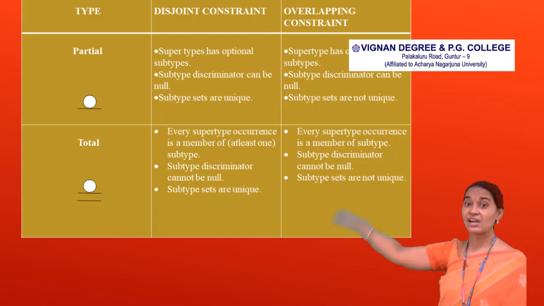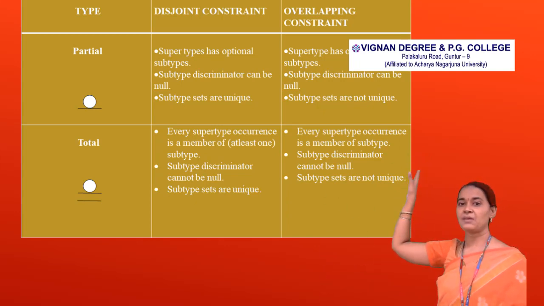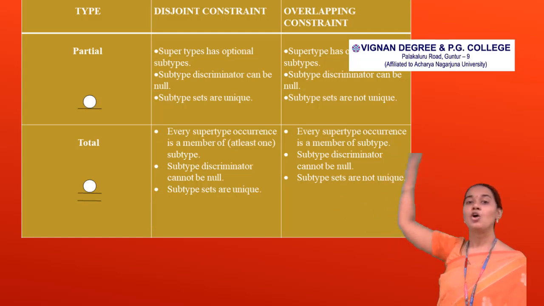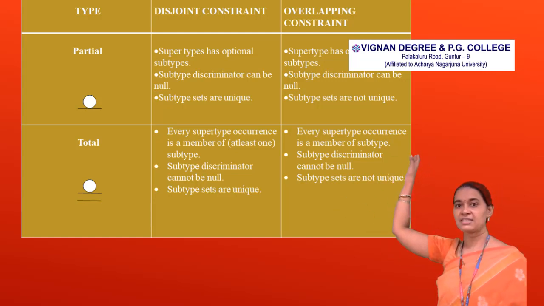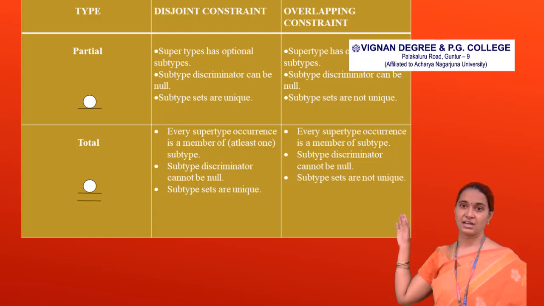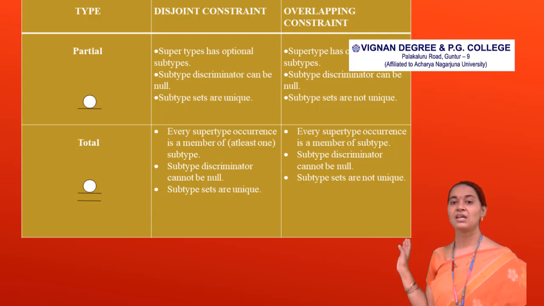Coming to the partial overlapping constraint, the supertype is optional to the subtype. That is, if required, we inherit into the subtype. If not, we will leave it. Here also the subtype discriminator can be left empty because it is optional. The discriminator circle symbol should be left blank if not required. If we do not inherit, if it is null, we leave the circle like that. So subtypes here are not unique. That is, there can be duplication.